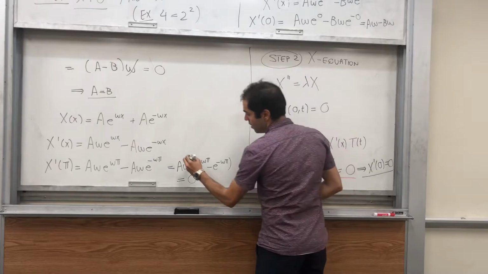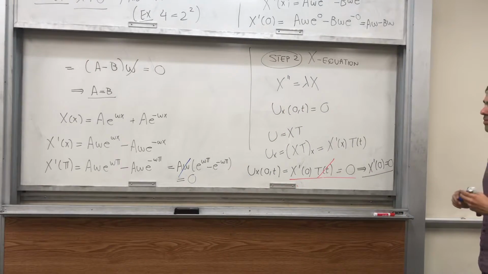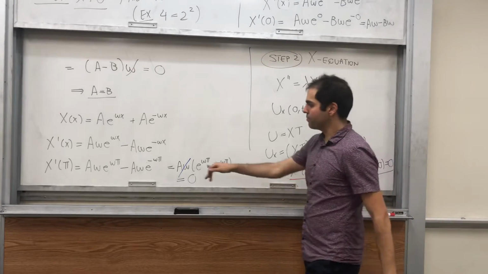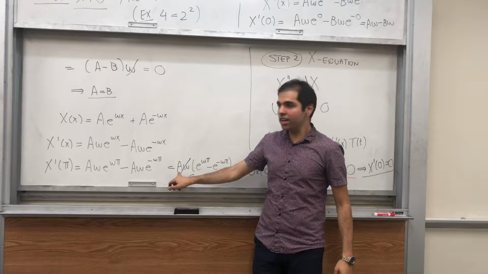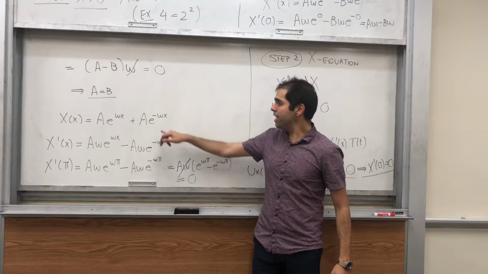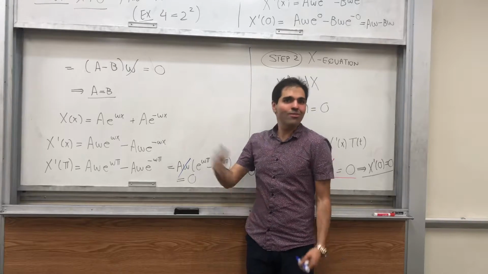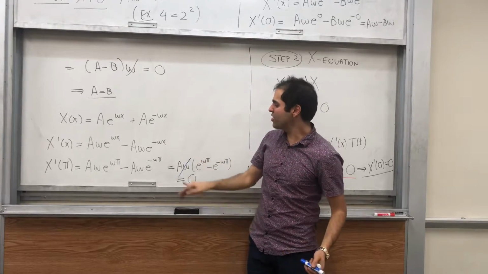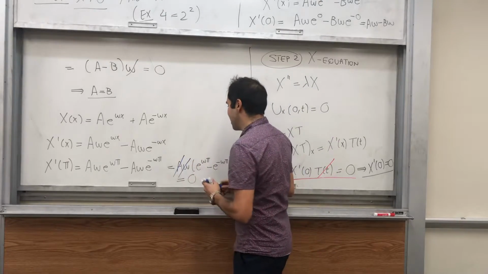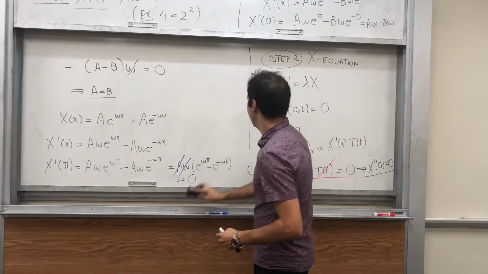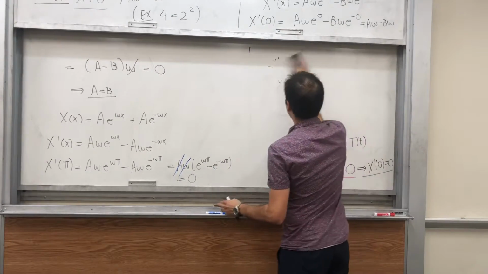Now, remember we can cancel out omega because it's positive. And here's the thing. We could cancel out a. The only problem is, what if it's 0? But look, if a is 0, then the whole solution is 0. And we don't really want the 0 solution. So it's actually okay to assume that a is non-zero and cancel this out. Then what we get is this expression is 0.